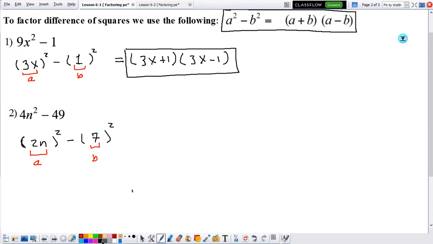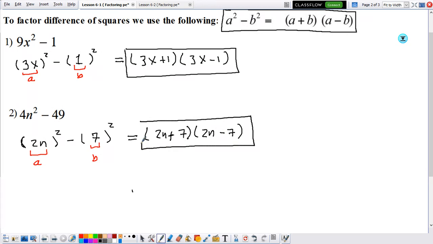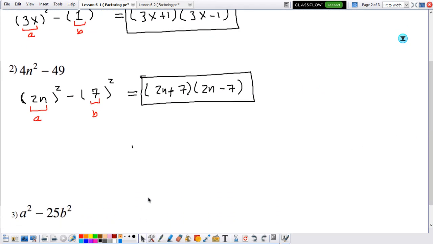Now that we have that, all you need to do is plug it into the formula. So we want to factor this out. This becomes a plus b, which in this case is going to be 2n plus 7, parenthesis, a minus b, so that's 2n minus 7. Now that we have it in this form, we're done factoring. So now let's take a look at the last example here.